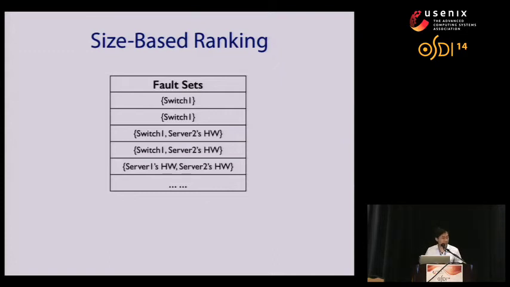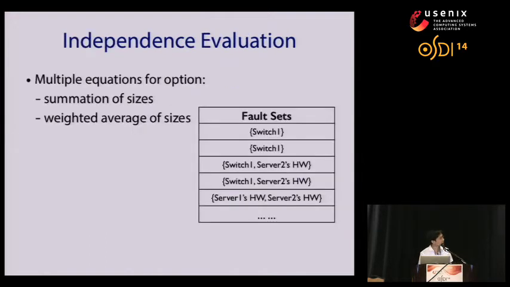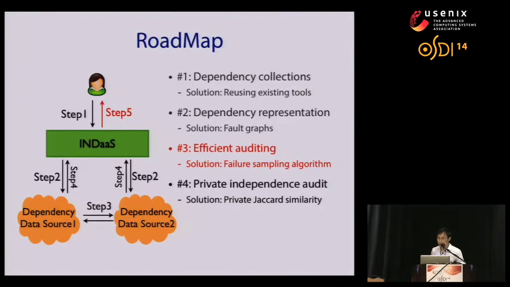Of course, if we can get some other information, such as failure probabilities, we can rank the fault sets according to the failure probabilities. After getting the ranking list, we can calculate the independence. Our system offers different equations to calculate the independence, for example, summation of the sizes of the fault sets, and other smarter equations. So far, I have presented the basic workflow of INDaaS.